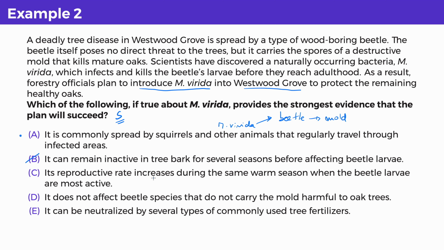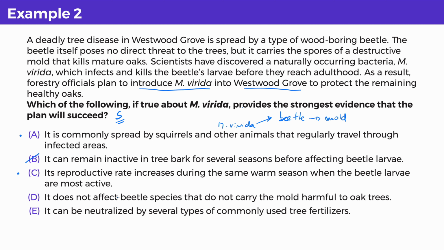Its reproductive rate increases during the same warm season when the beetle larvae are most active. So here they are saying that the highest number of the bacteria is at the same time of the higher number of beetle larvae. This can also be a choice, right? Because if we have more larvae and more bacteria, it can destroy beetle larvae.